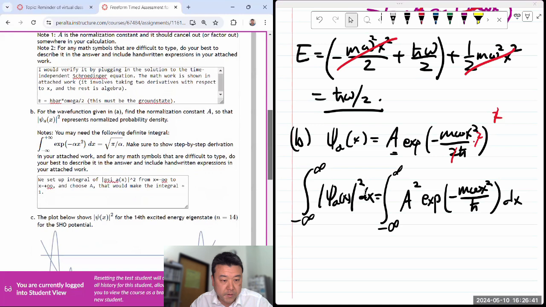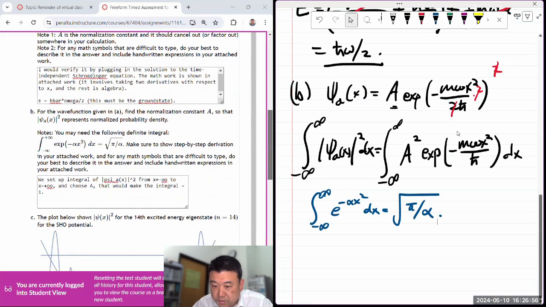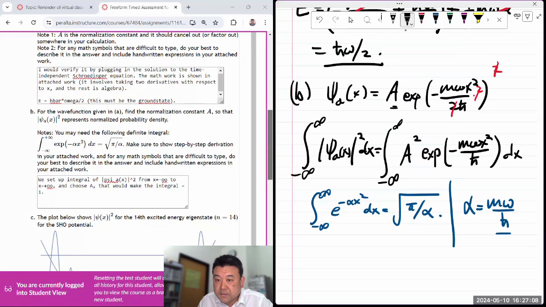So they gave us this formula. Let me write that down. The integral from negative infinity to positive infinity of e to the minus alpha x squared dx is equal to the square root of pi over alpha. So here we are choosing alpha equal to m omega over h bar. With that choice of alpha, we can directly apply this: A squared pulls out of the integral, and evaluating the integral from negative infinity to infinity using this formula, it becomes the square root of pi over alpha, which is m omega over h bar.